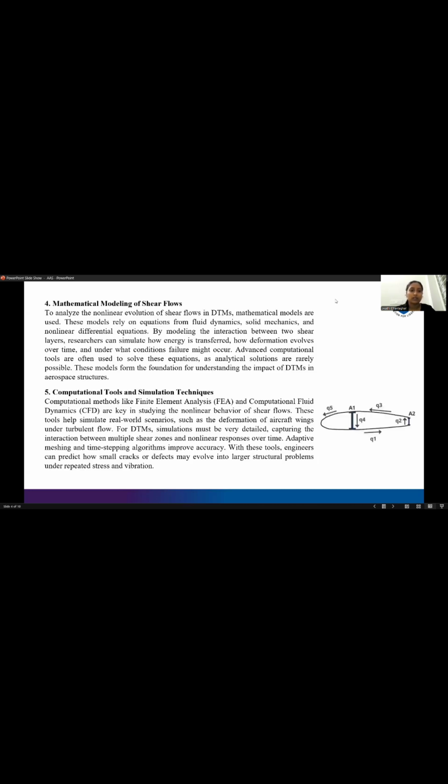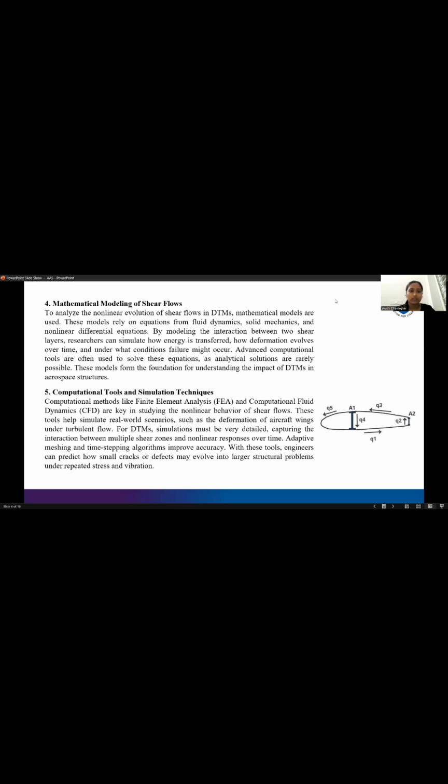Mathematical modeling of shear flow. To analyze the nonlinear evolution of shear flow in DTMs, mathematical models are used. These models rely on equations from fluid dynamics, solid dynamics, and nonlinear differential equations. By modeling the interaction between two shear layers, researchers can simulate how energy is transferred, how deformation evolves over time, and under what conditions failure might occur.